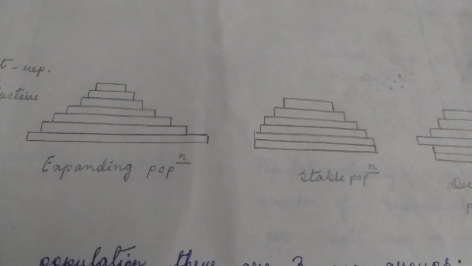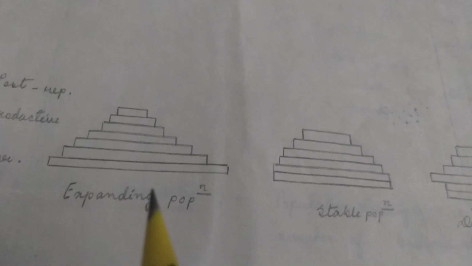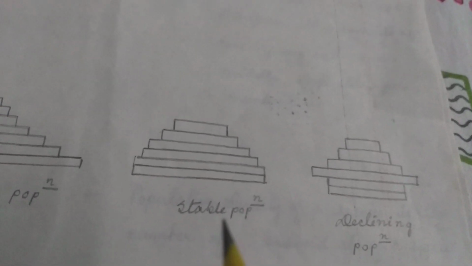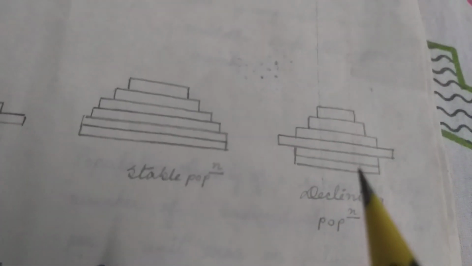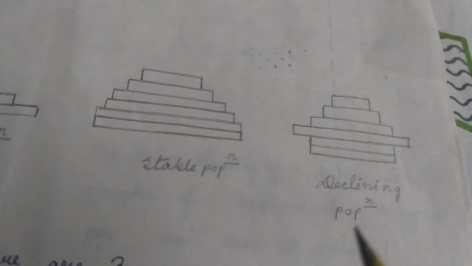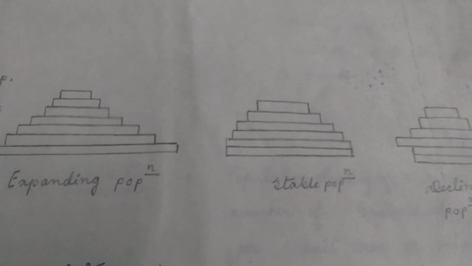These are the three age pyramids. This is the age pyramid which represents expanding population. This is the age pyramid that represents a stable population, and this is the age pyramid that represents a declining population. What is the use of an age pyramid?